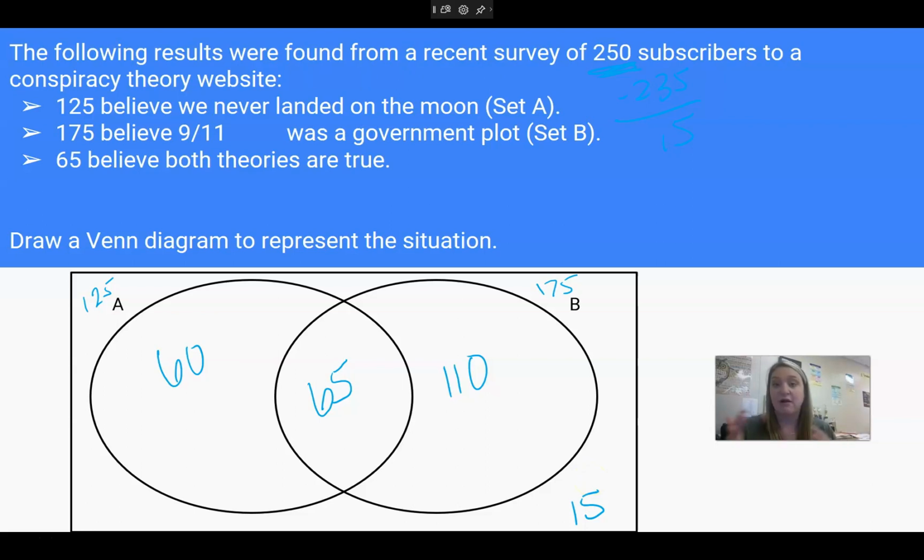So I got 15 that are not going to fit into a circle. Okay. Once I add everything up, 60 plus 65 plus 110 plus 15, there's my total of the 250 subscribers. Okay, that's how we create a Venn diagram from the information. So get our totals, start in the middle, work our way out, and then don't forget to include whatever was left that was not part of a subset. All right?